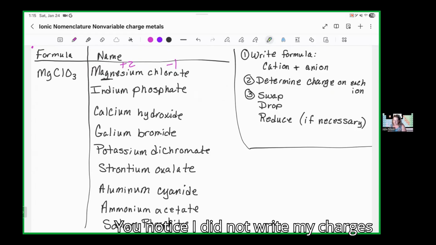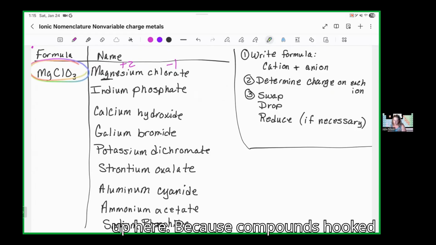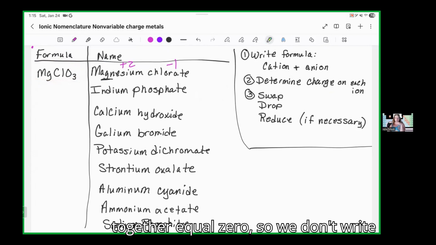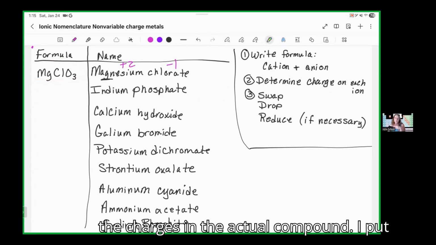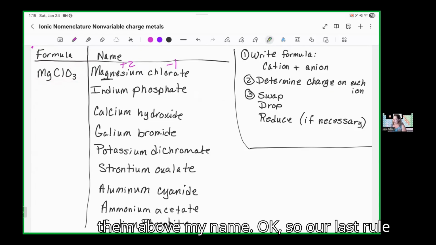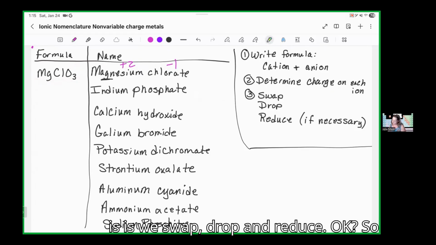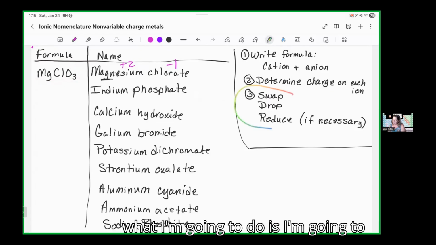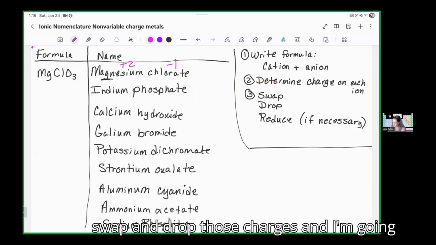You notice I did not write my charges up here because compounds put together equals 0. So we don't write the charges in the actual compound. I put them above my name. So our last rule is we swap, drop, and reduce. So what I'm going to do is swap and drop those charges.